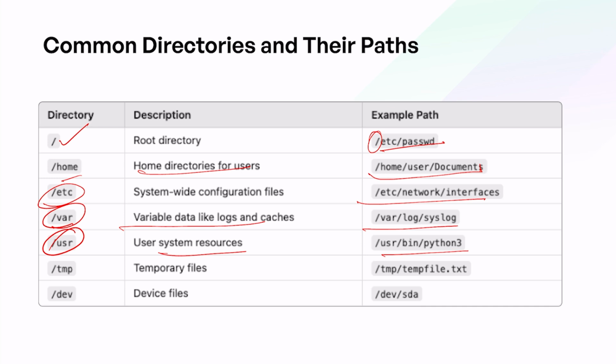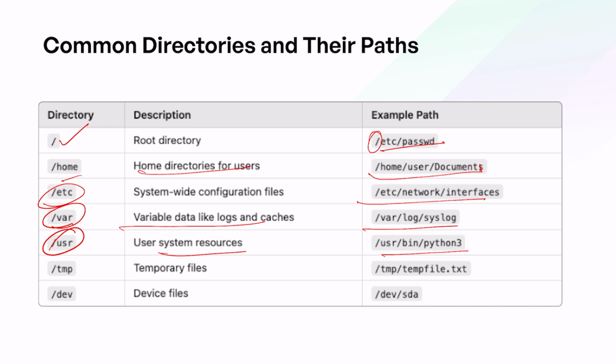And then there are some common directories and their paths which are available. For example, slash, as we have already spoken, is the root directory. Example path is slash etc slash passwd. Then the home directory for users is slash home. So slash home slash user, whatever the username is, and then documents and desktop and whatever, right?